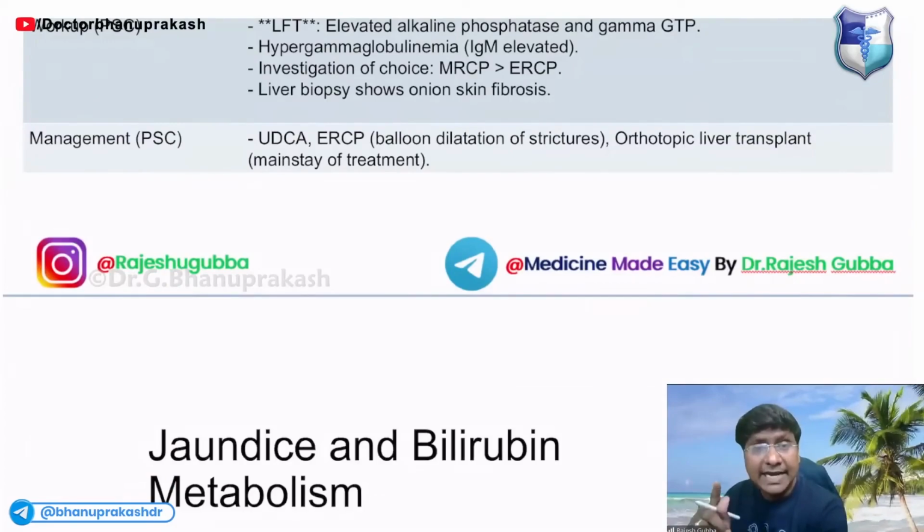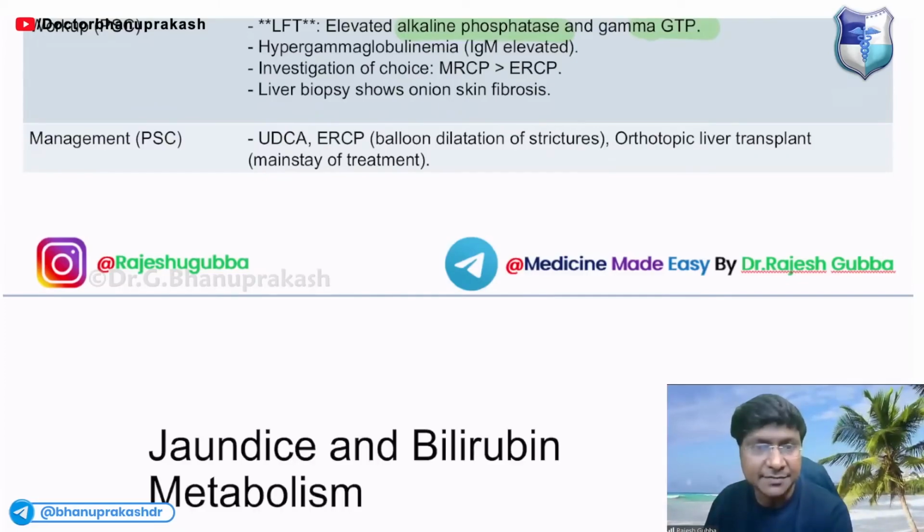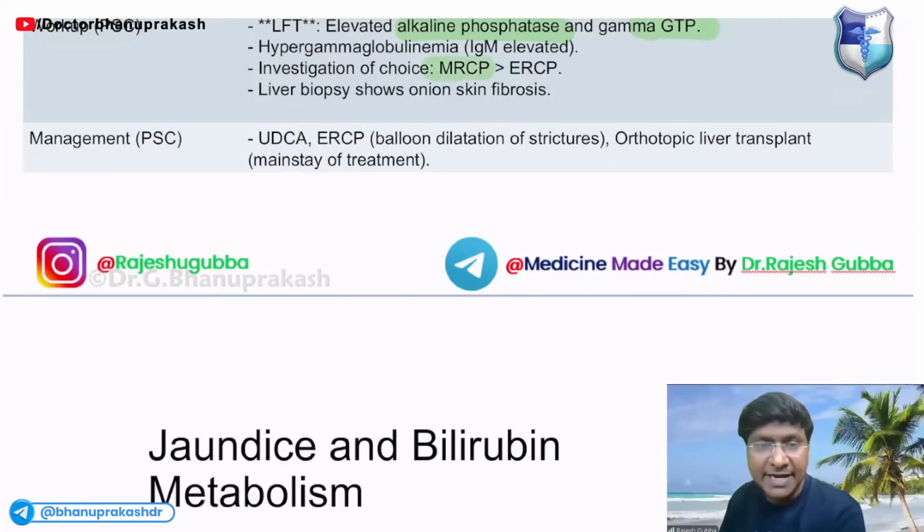And how will you be testing for this? See, it is a disorder of obstruction. What are the markers for obstruction? Alkaline phosphatase levels are elevated and GGT is elevated. These two are the markers of the obstructive pathology, right? What is the investigation of choice? See, in primary biliary cholangitis, you can do biopsy. But here, the investigation of choice is MRCP, magnetic resonance cholangiopancreatography. If you do a liver biopsy, you will have onion skin appearance.